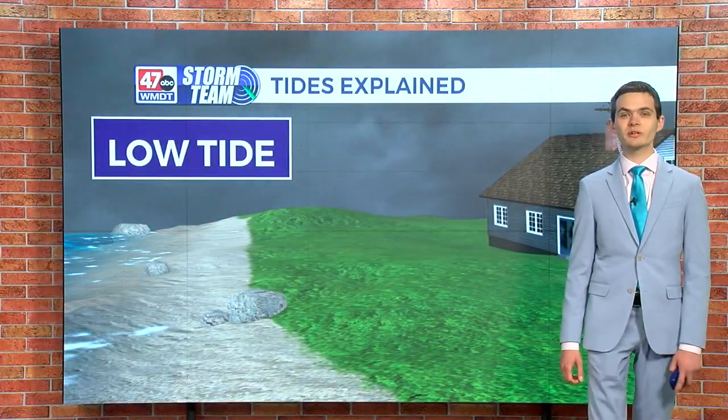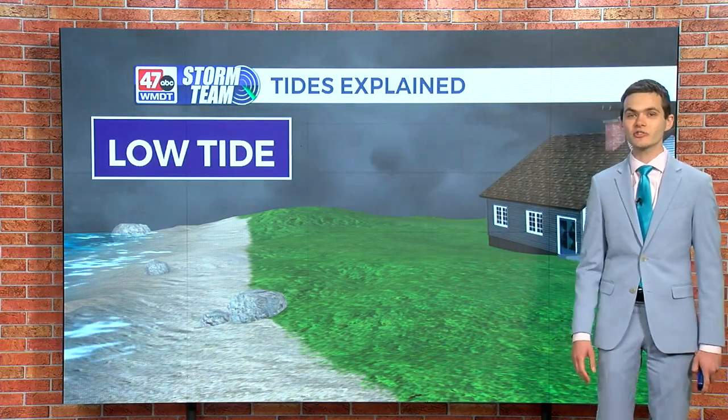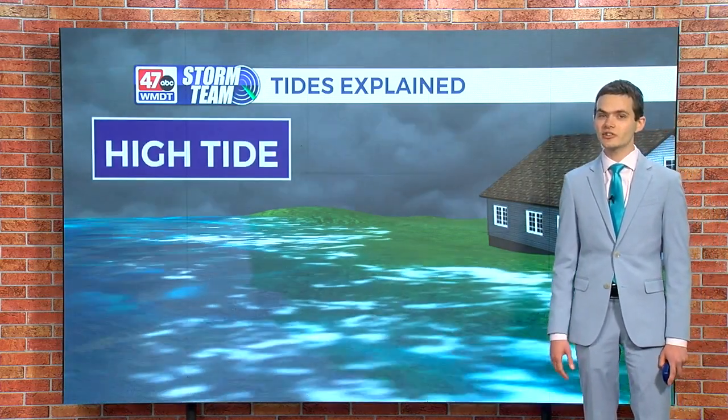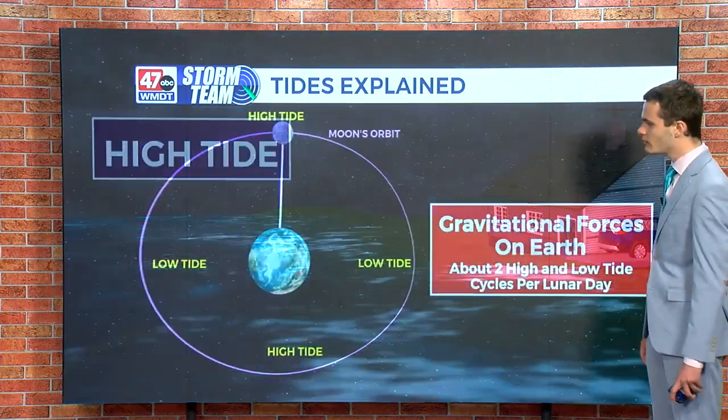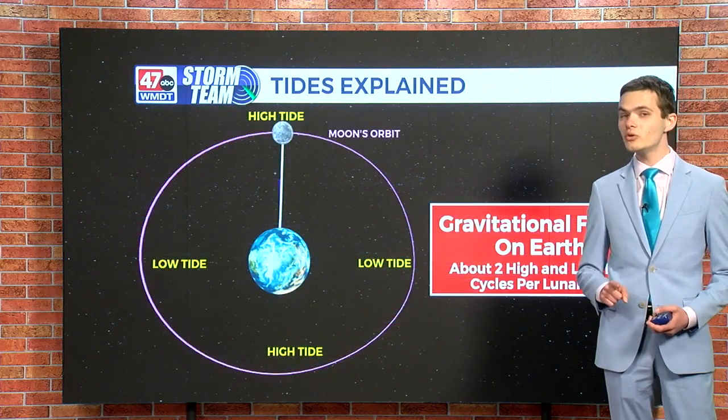In this edition of Weather Tidbits, we'll be discussing tides. Now, there are two main types of tides during the tidal cycle. There's the low tide, and then there's the high tide. That's when the water level is a little bit more elevated, and it's all driven by the gravitational interaction between the moon and the Earth.